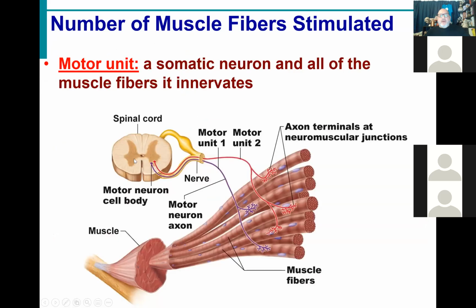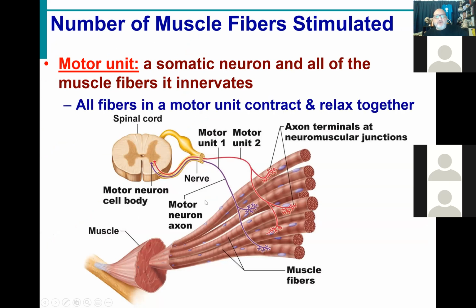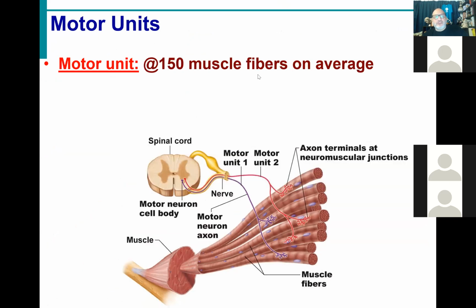All right. Notice here you see the beginning of that. Here we see some muscle cells in a fascicle, and some motor neurons that are communicating with them. And again, they're going to work together as a single unit. Now, in your body, the average size of a motor unit is one somatic motor neuron talking to 150 muscle cells.